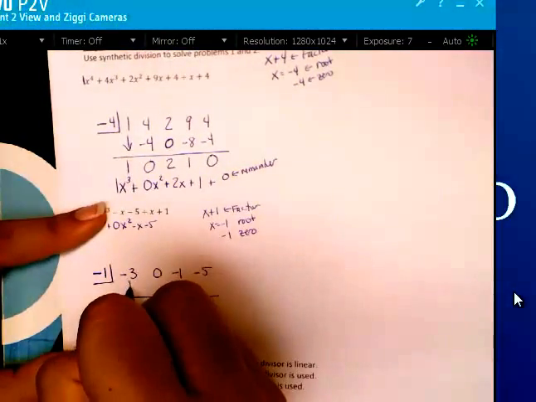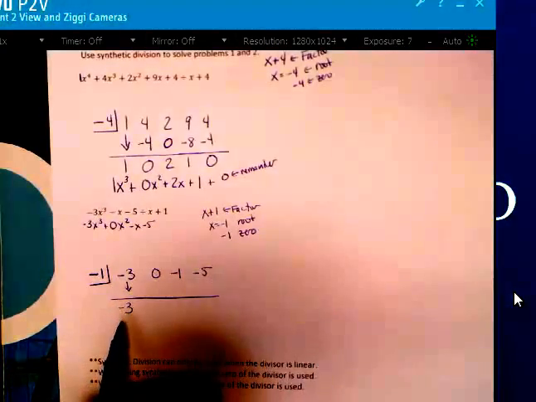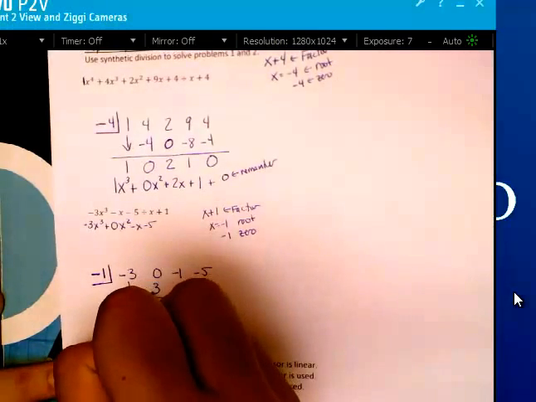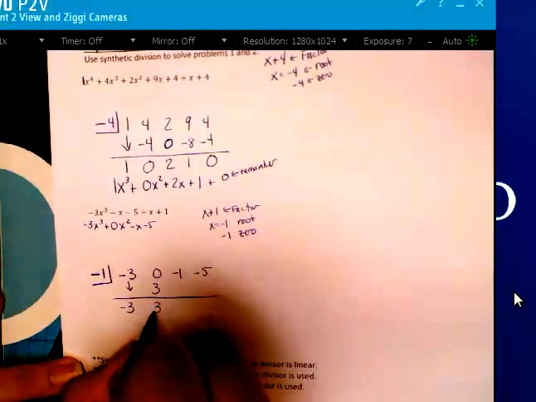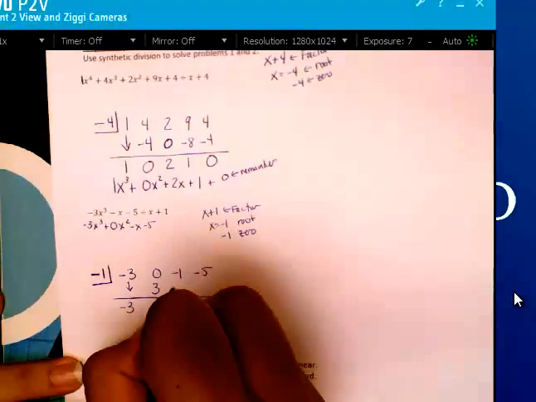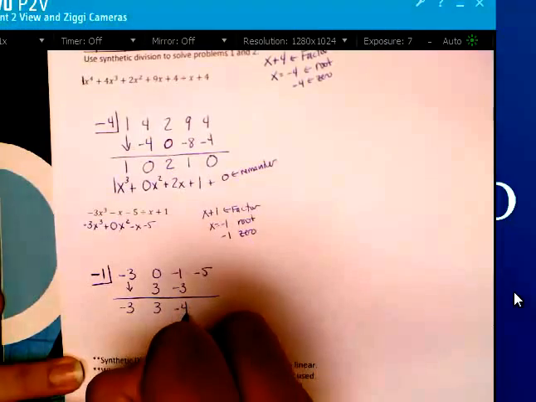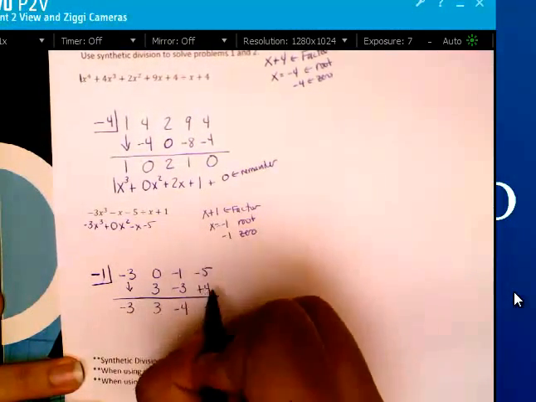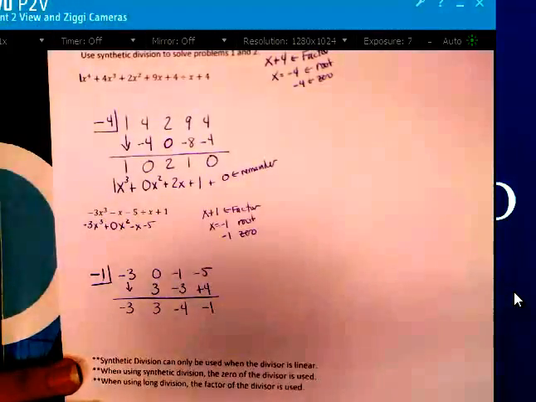Our process is that we're going to bring down the -3. Now we're going to take -3 times -1 to give me a +3. We add our column, which means we get 3. 3 times -1 is -3. Add our column gives me -4. -4 times -1 gives me +4. Adding the column gives me -1.